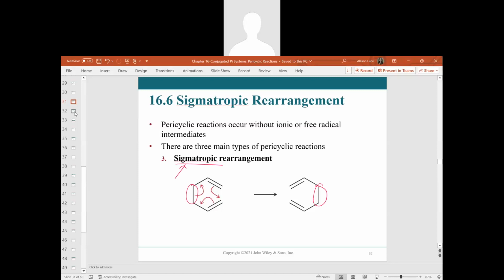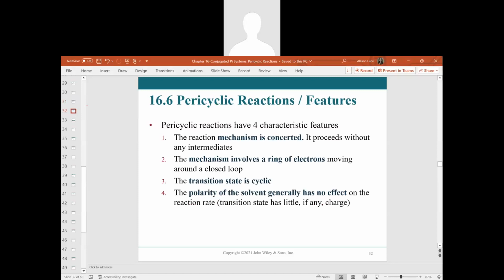Let's take a look here at some of the common characteristics. Each of these pericyclic reactions has four characteristics in common. The reaction mechanism is concerted, so there are no intermediates, hence why this is a different type of reaction than we saw with those radical and carbocation intermediates.